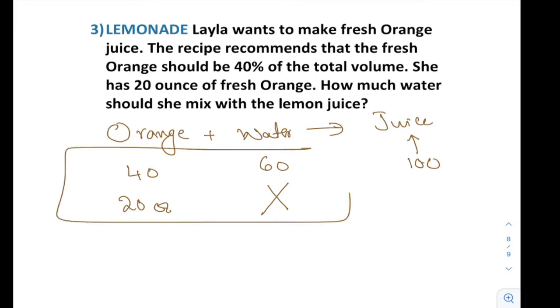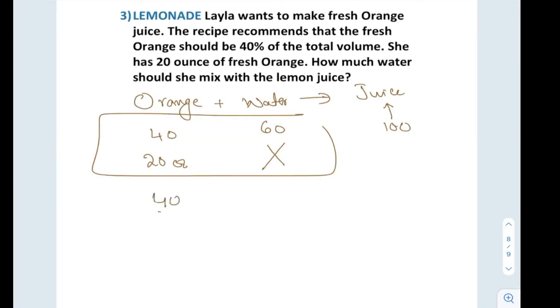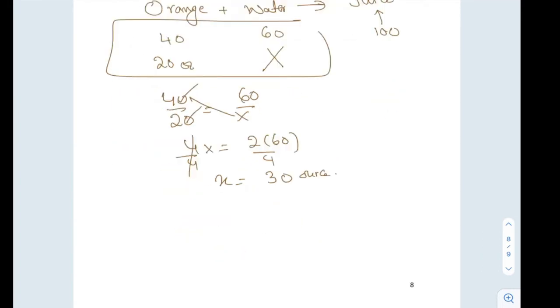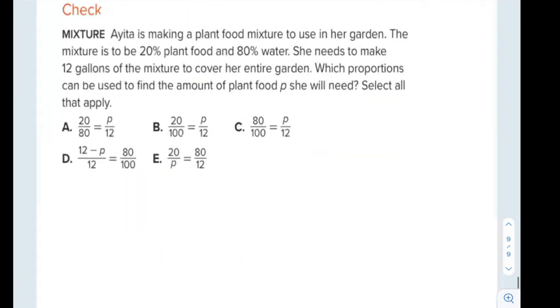So we have here a ready proportion, as everyone knows. 40 over 20 is 60 over x. You can eliminate the zeros because it's easier for calculations. And this 4 times x is equal to 2 times 60. Divide by 4 on both sides. So x is 120 over 4, which is 30. So 30 is our answer here: 30 ounces of water. Perfect.